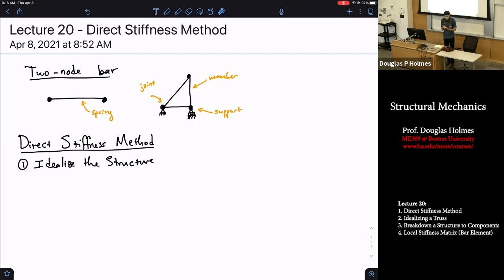We're going to start with this shape here, because I think it's probably the simplest truss that we can cook up. And we're going to derive a model for this structure here. Once we derive this, we could pick any truss that we want and we'll be able to solve it using the same code that we'll be writing. The second step is going to be that we're going to break down or disassemble our structure.